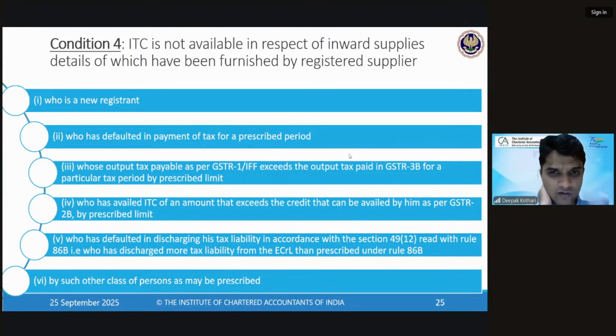How will one person know that the other party has defaulted? You don't have to know. Government will track it, and in your GSTR 2B, it will auto-populate as not eligible. So then you will know that you can't claim credit for the purchases you have made from here.